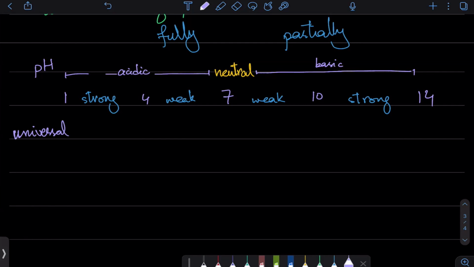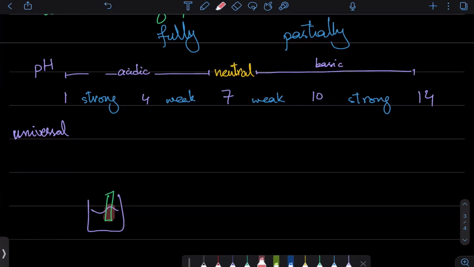So here's how it works. You take the universal indicator, you dip it in the solution. You take a random solution. Let's say you have a beaker of an unknown liquid. You don't know what it is. You dip the pH paper into that thing. The moment you dip it, the pH paper might take some color. Let's say it takes a red color.